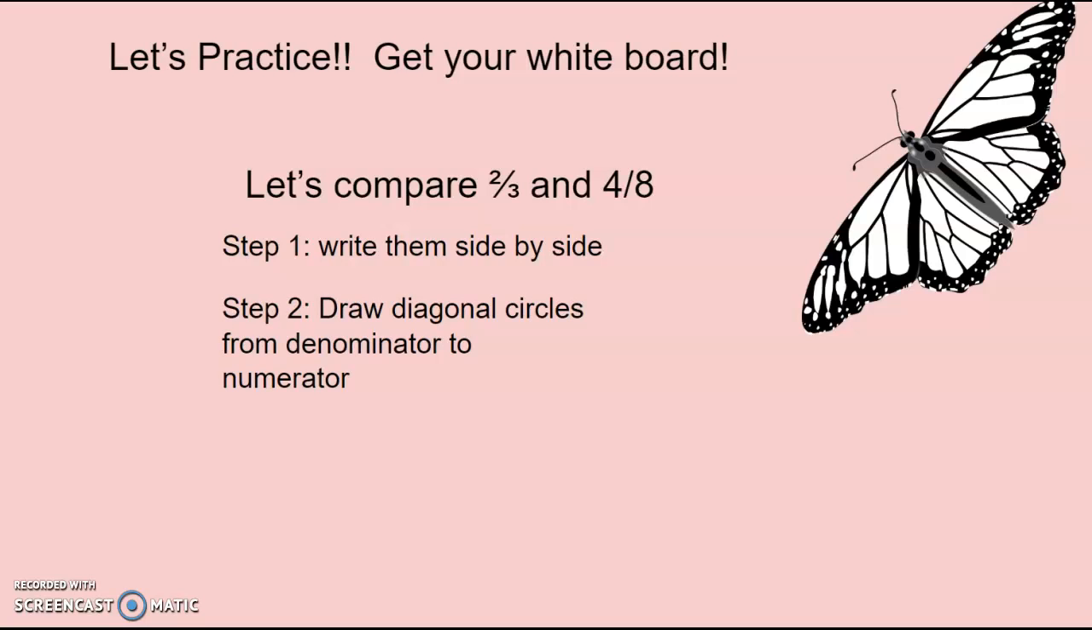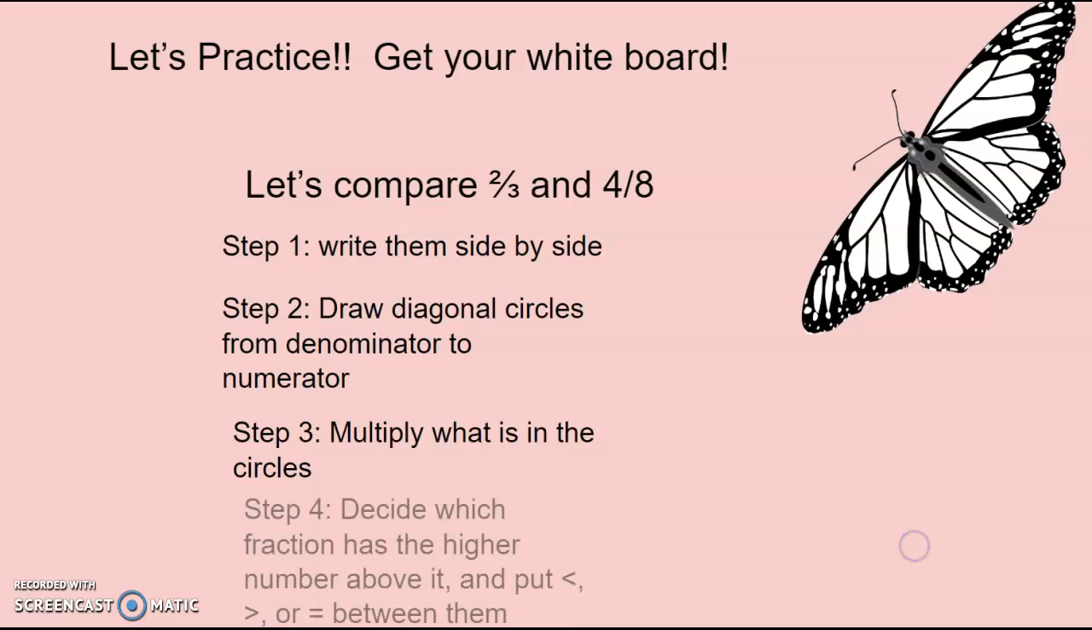Second step, draw diagonal circles. Go from the denominator of one to the numerator of the other. Third step, multiply what is in the circles. So you're going to be multiplying 3 times 4 and 2 times 8. Now decide which has the higher fraction and put greater than, less than, or equal to between them. Hopefully what you came up with is 2/3 is greater than 4/8. Okay, erase your board. We're going to try another.